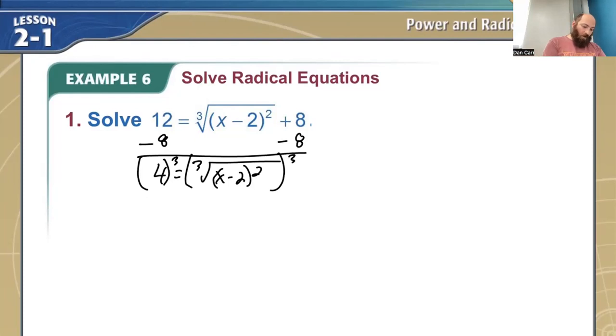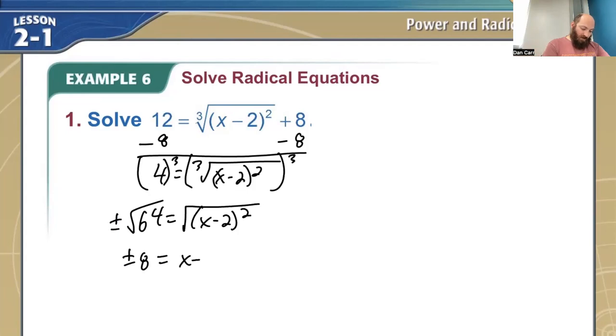So we have 4 to the third power, which gives me, I believe, 64. Just double check that real fast. Yep, 64 equals, this will now be x minus 2 squared. From here, we can now square root both sides. But remember from before, if you take the square root of both sides in solving equations, you have to take the plus or minus square root there. So I get plus or minus 8 is equal to x minus 2. So now my final step is to add 2 to both sides.